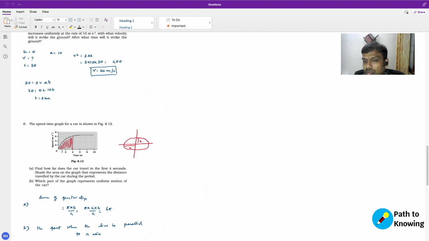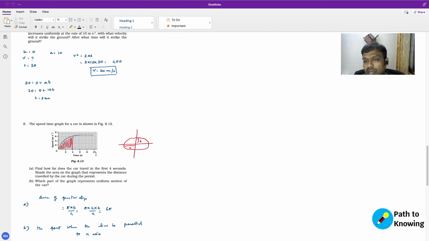So if I consider this to be 4 units and this one to be 6, then the total area of this ellipse is going to be pi times 4 times 6 by 4, which is going to be 6 pi. So this is the area of that ellipse, and this is the total distance covered by the car in the first 4 seconds.